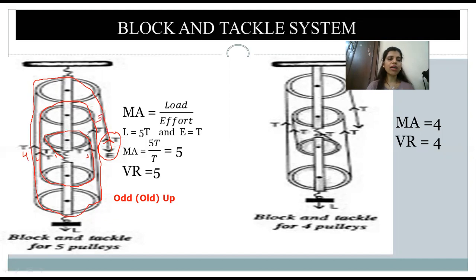So you can see there are 5 T's balancing the load. You have to understand: 1, 2, 3, 4, and this is the 5th one. That is how there are 5 T's. 5T balanced with 1T, so the T cancels, and it is 5. So the mechanical advantage is 5. You will be asked to derive the mechanical advantage for the block and tackle, or sometimes MA is given and you are asked to draw the block and tackle for the given MA. This is how you'll be doing it.